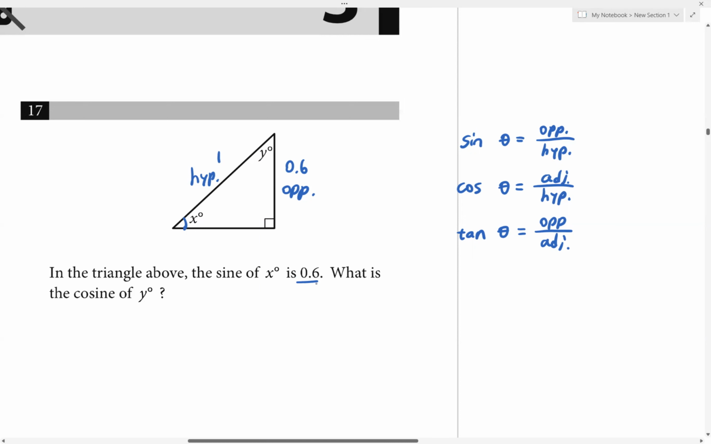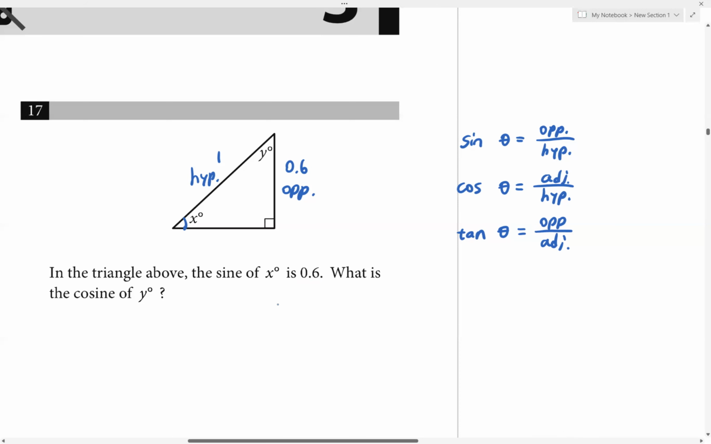Or some of you might realize we can convert this to a fraction. 0.6 is actually 3/5. So you can also say if opposite is 3, the hypotenuse will be 5. Either way, or it could be some other number, as long as the ratio is 0.6, then it could work.